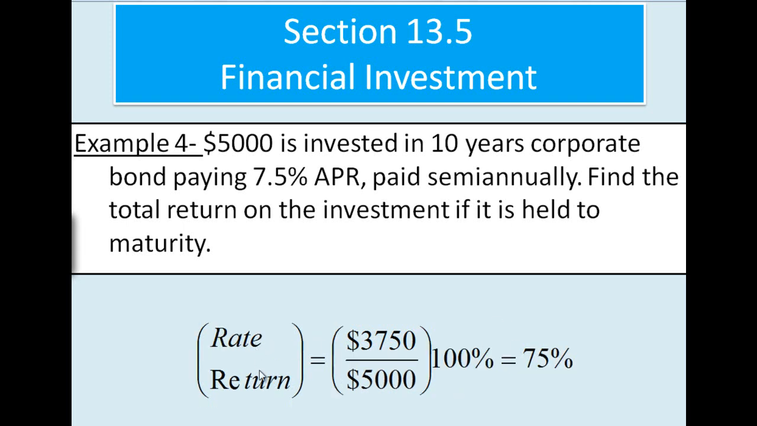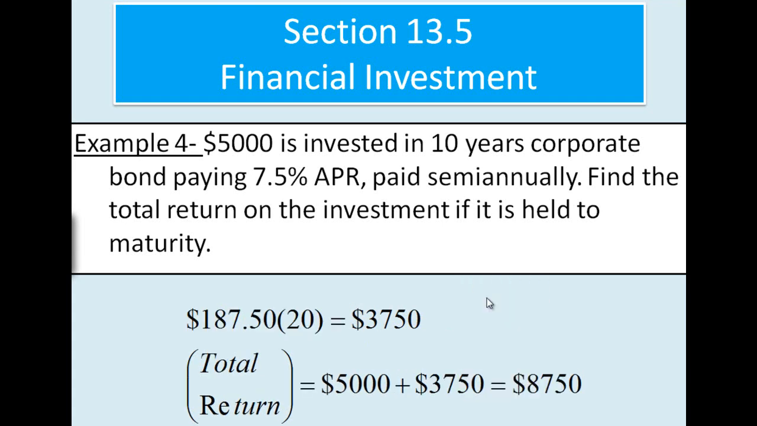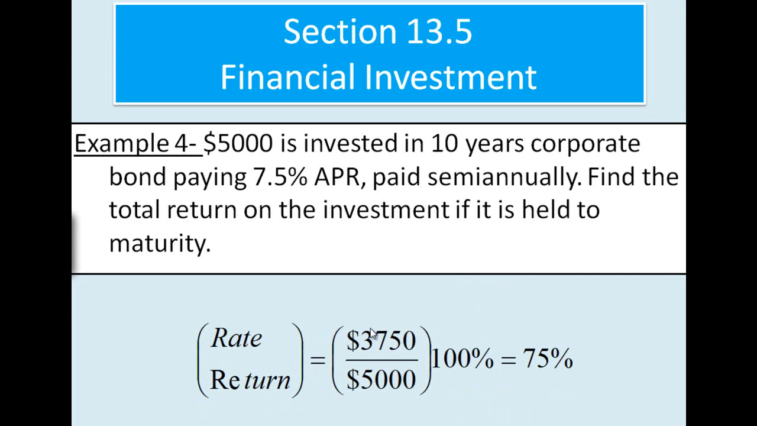And the rate of return percent is the interest divided by the expenses or initial cost, multiplied by 100, which is 7.5%. Let me see the previous. This is the total interest. Total interest is 3,750. Total interest earned divided by initial cost multiplied by 100 is 75%.